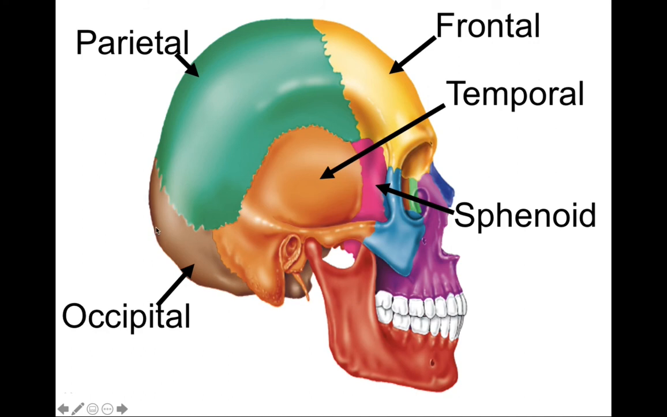And we'll also have the occipital bone that can be found on the back side of the head. The occipital region was found on the backside of the head, so the occipital bone will sit back here and cover up the occipital lobe of the brain.